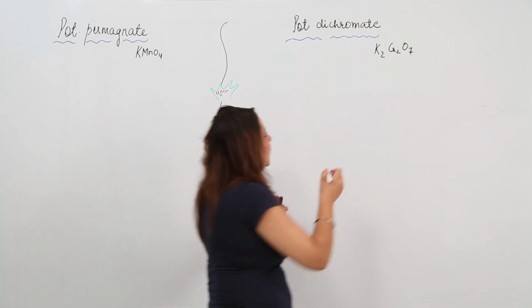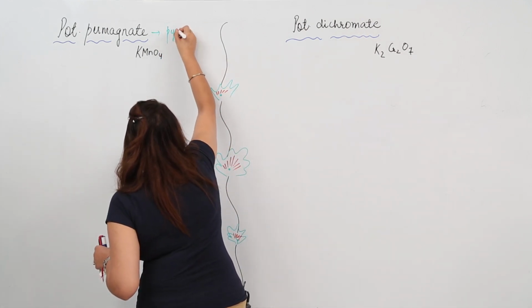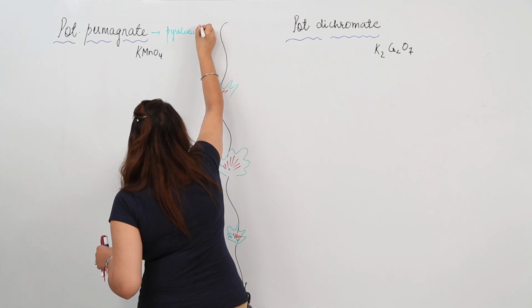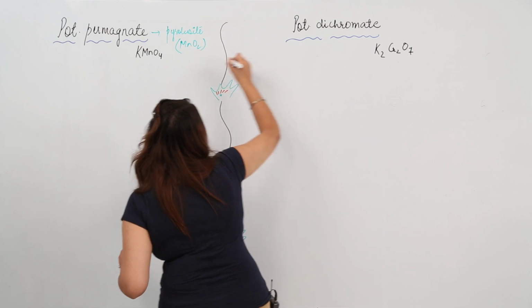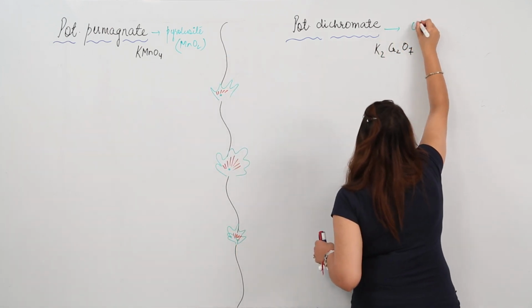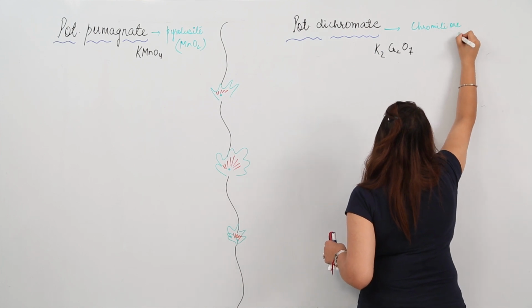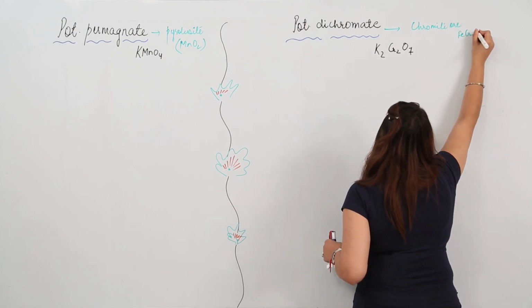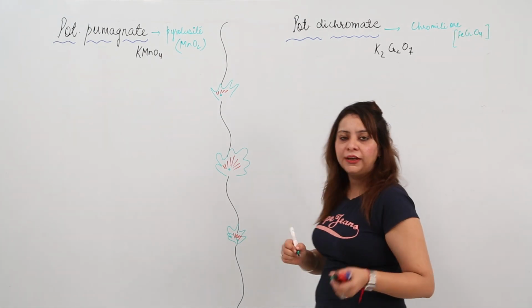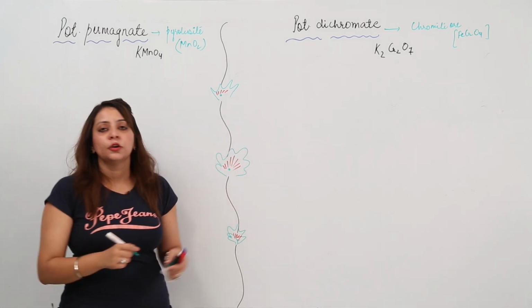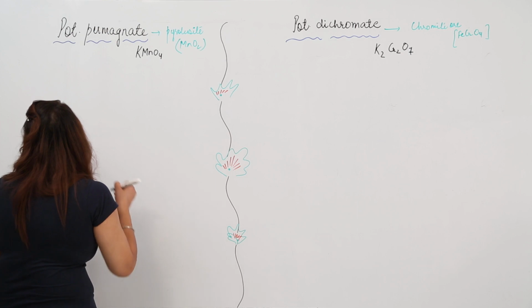So how are they obtained? Potassium permanganate is obtained from pyrolusite ore, which is generally MnO2, and potassium dichromate is obtained from chromite ore, which is FeCrO4. Now, starting with the preparation, let us see how they are prepared.